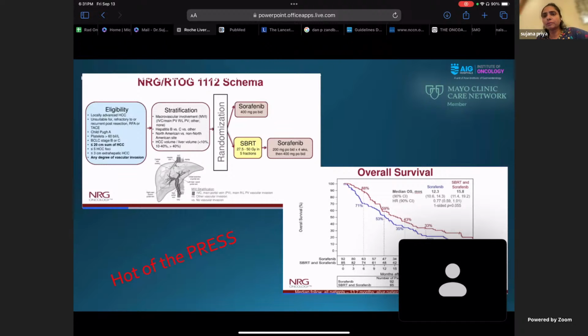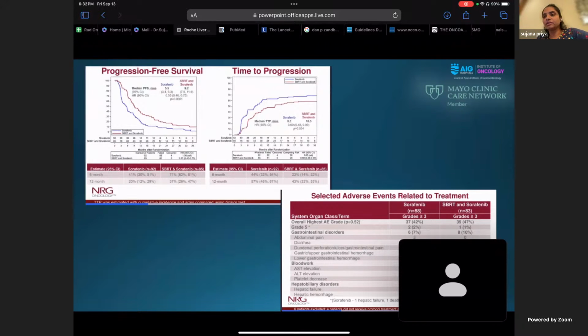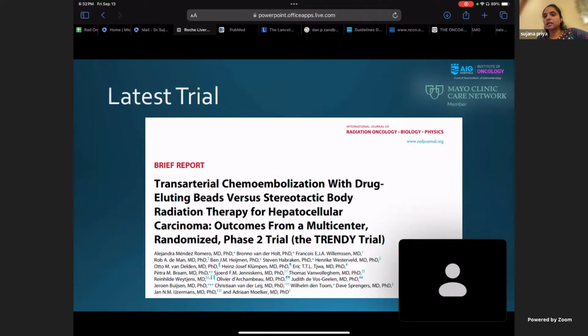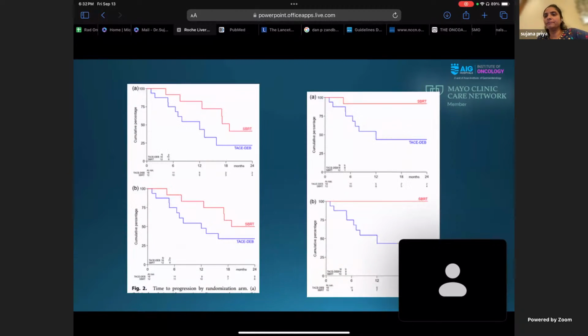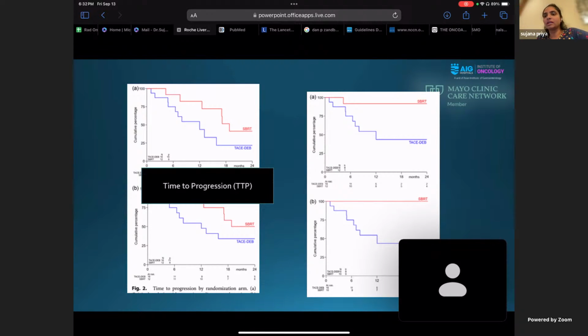So, hot off the press, I mean, it's not so hot. When I prepared this presentation, the RTOG 1112 trial was talked about so much, which gave SBRT a leeway in macrovascular invasion patients, and definitely showed an improvement in overall survival, and even better PFS and time to progression. Of course, there is a latest trial comparing PACE versus SBRT, but in view of poor accrual, it closed early. Still, there is a trend showing that SBRT fared well in those patients. Of course, I don't think that's the right way of comparison, but the trend is always there, even though it's not significant.